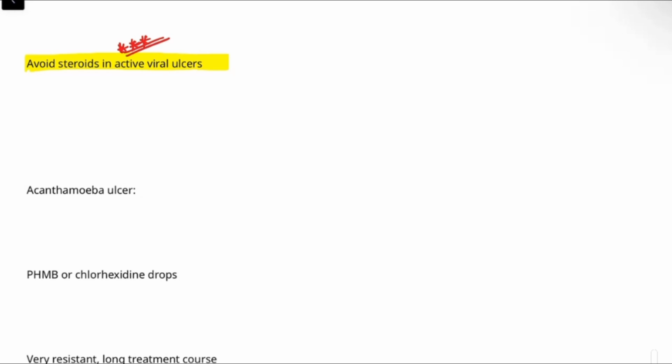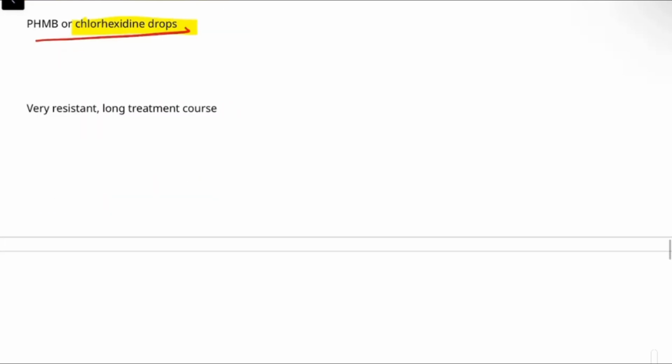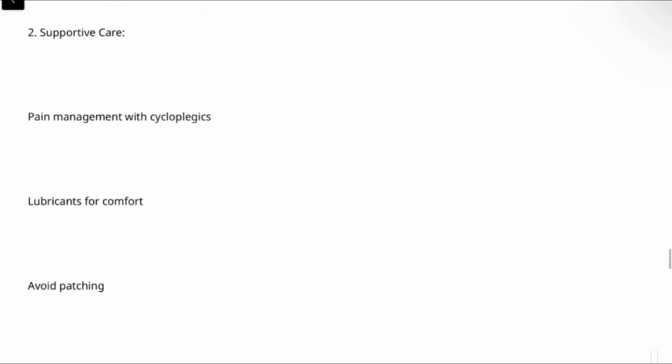corneal ulcer. Okay. Then acanthamoeba ulcer or parasitic ulcer will be treated with PHMB or chlorhexidine drops. Okay, these are very resistant. Acanthamoeba ulcer is very resistant to treatment, so it needs a long treatment course and takes a lot of time. Okay, other than medical management we can only give supportive care, like if there is pain, we can give pain relief. For pain relief we'll use cycloplegics.